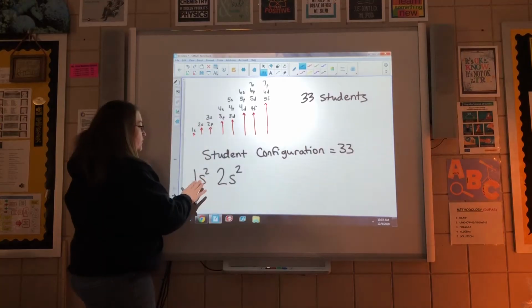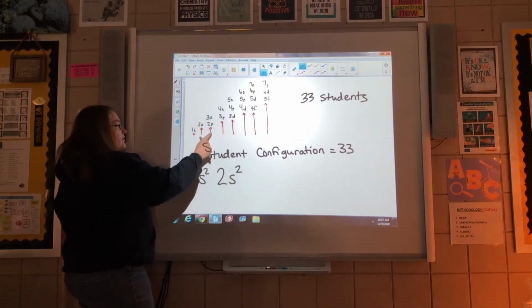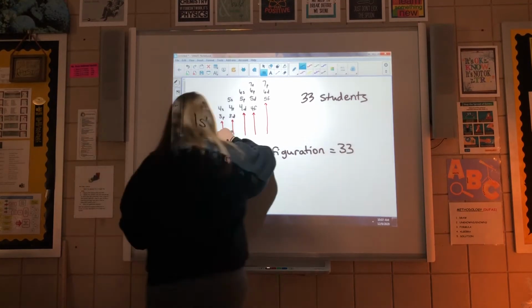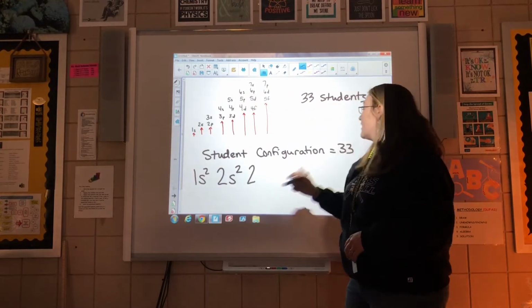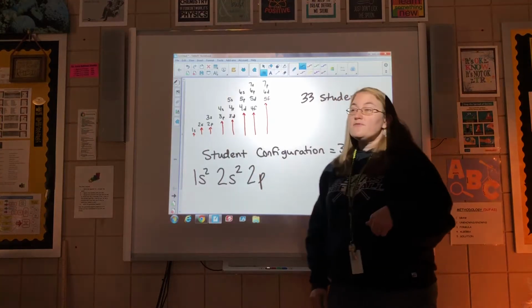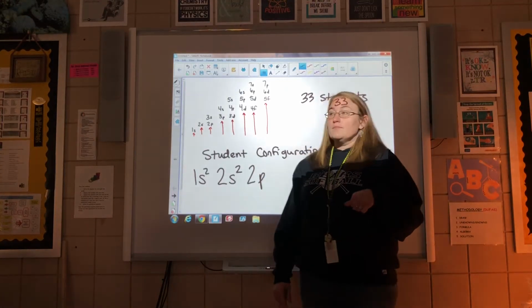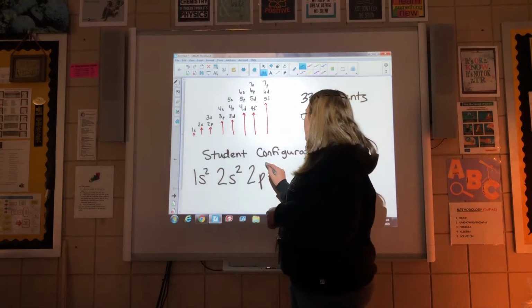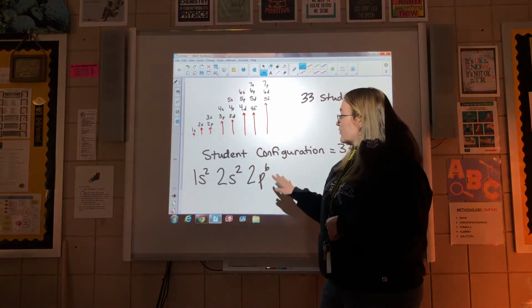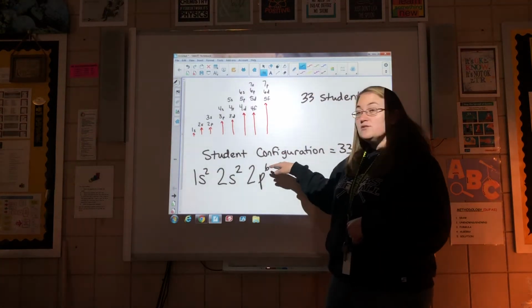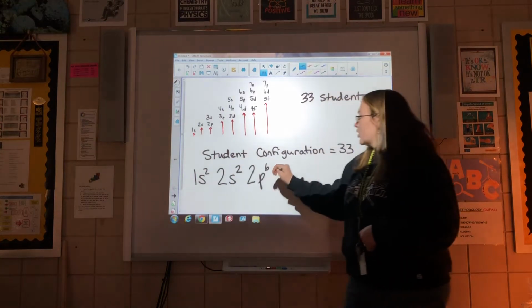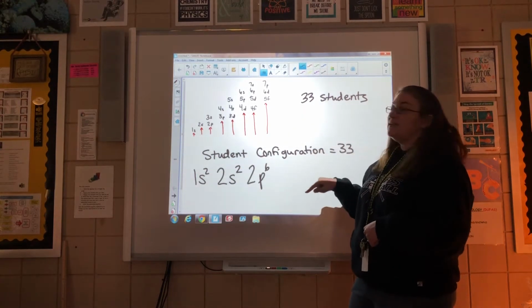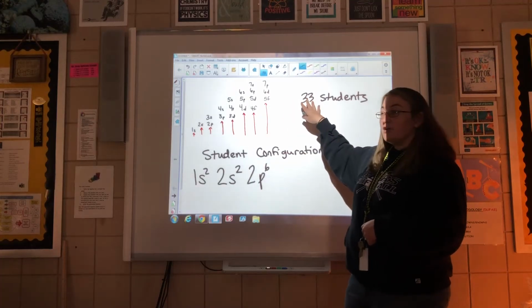All right, so after 1S, 2S, what's the next room that we fill? Second floor party room. I know that's really small for those in the back. So we go to the party room. Now, how many people fit in the party room? 6. 6 people can fit in the party room. So that's 6. This is how I'm counting my students here, using my superscripts. Okay, so I'm up to 2, 4, 10. What number am I trying to get to? 33. I want to get to 33.